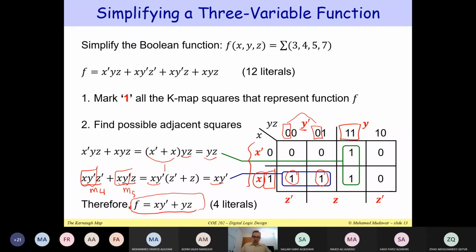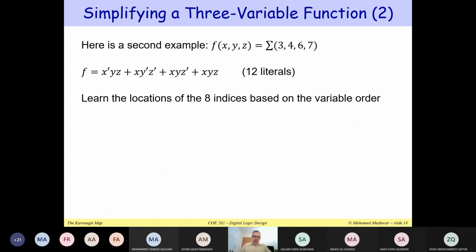Fine. So now here's a second example. We have a different function that again has 4 minterms: minterms 3, 4, 6, and 7. And I can write it algebraically as shown here. This will be a sum of minterms. It will have 12 literals.